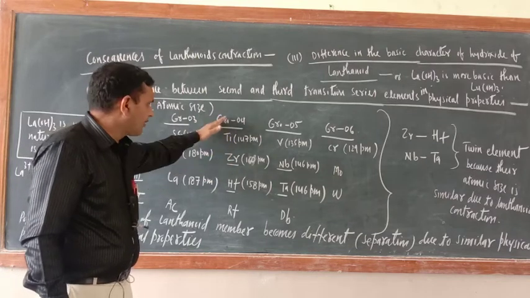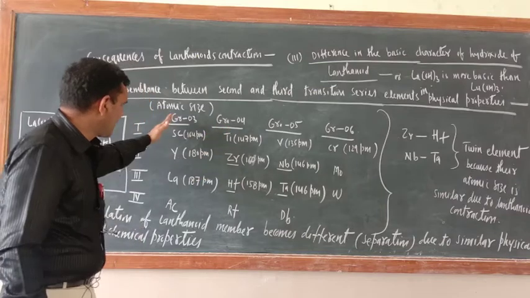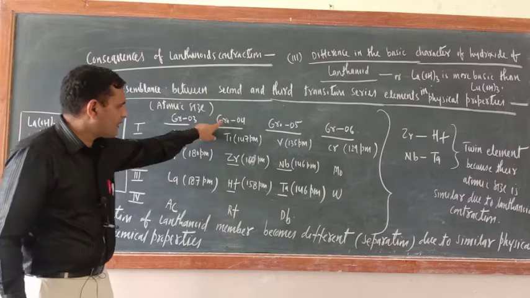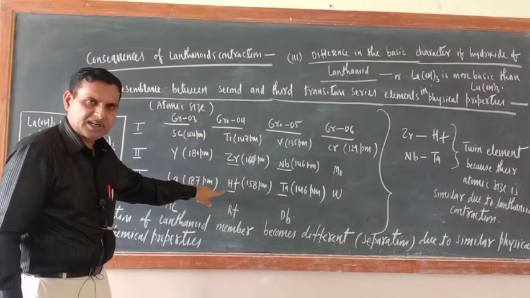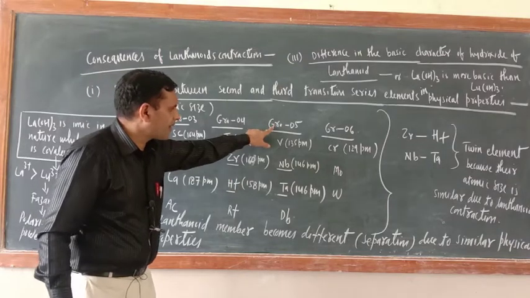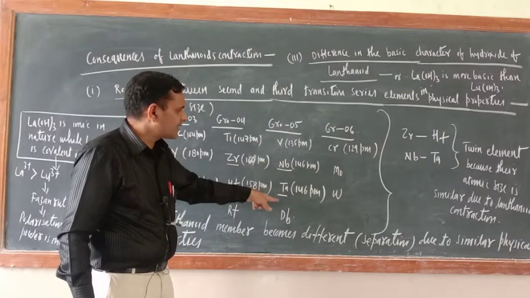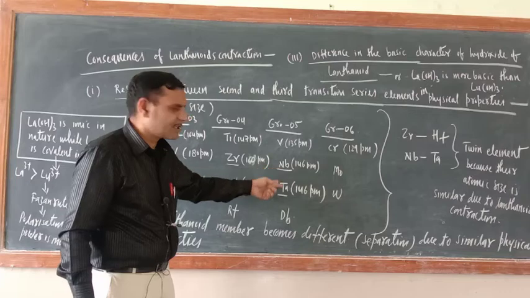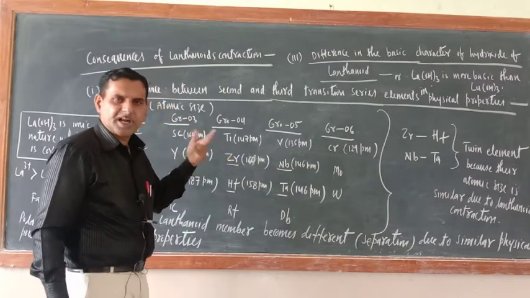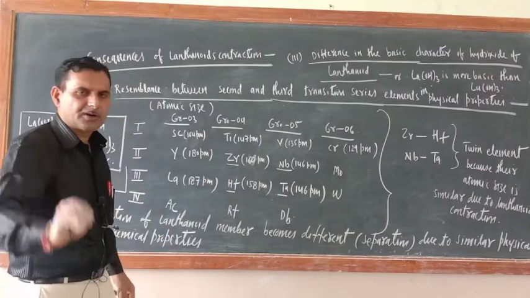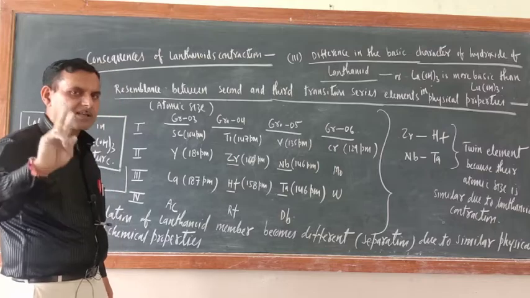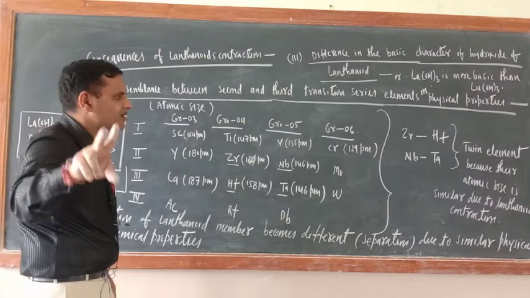Now in group number 4, what should be there? Just like group number 3, what is there? Atomic size is increasing or not? But in group number 4, atomic size is not increasing because of lanthanide contraction. Similarly in group number 5, atomic size is not increasing. Second and third transition series atomic size is similar. This is because of lanthanide contraction only. Because of lanthanide contraction, the atomic and ionic size of second and third transition series elements become similar.